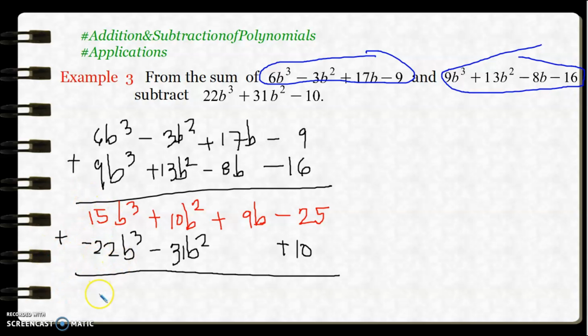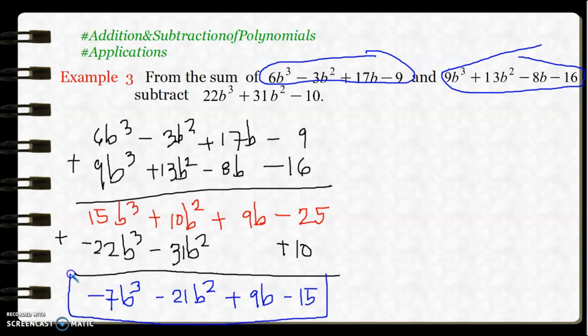So, 15 and negative 22, it's negative 7b cubed. And then 10 and negative 31 is negative 21b squared. We bring down 9b. Negative 25 and 10 is negative 15. Therefore, our final answer will be negative 7b cubed minus 21b squared plus 9b minus 15.